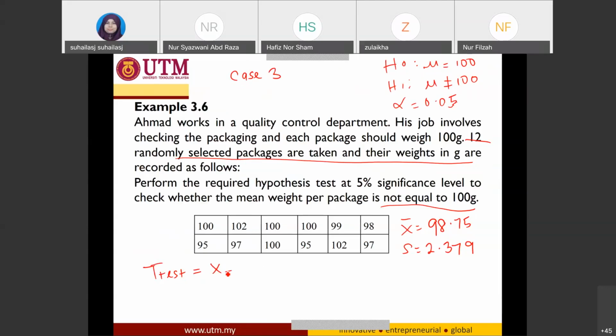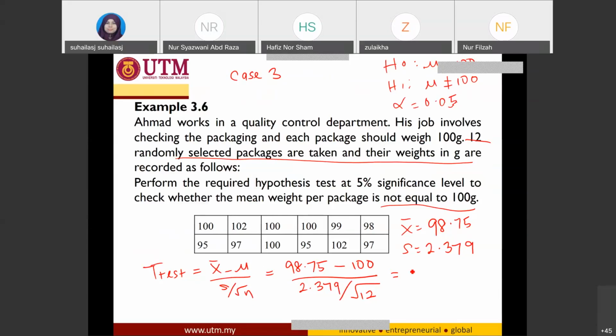X bar minus mu over S over square root of n. So your X bar is 98.75, your mu is 100, your S is 2.379 over square root of n. What is n? 12. Okay, get the value. Okay, minus 1.82.